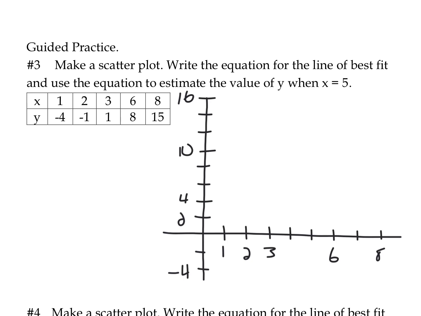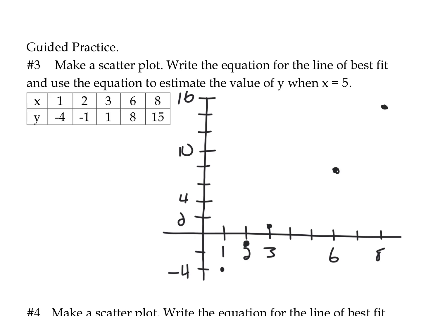So let's plot these points. All right, so we're going to plot the point 1, comma, negative 4. That's right there. Then we're going to plot the point 2, comma, negative 1, right there. Then 3, comma, 1 right there. 6, comma, 8, be right around there. And then we've got 8, comma, 15, right up there.